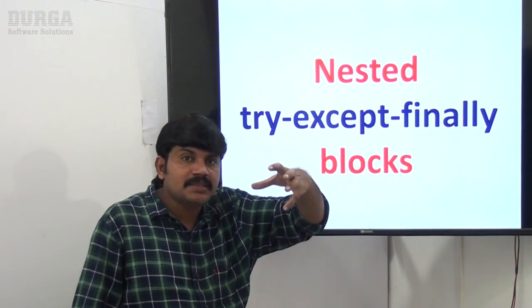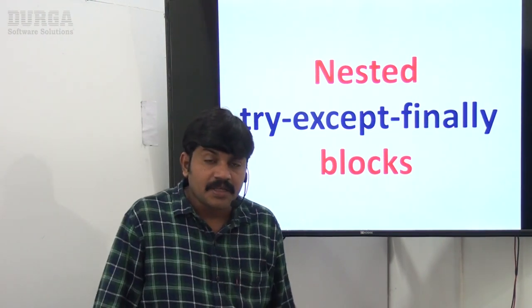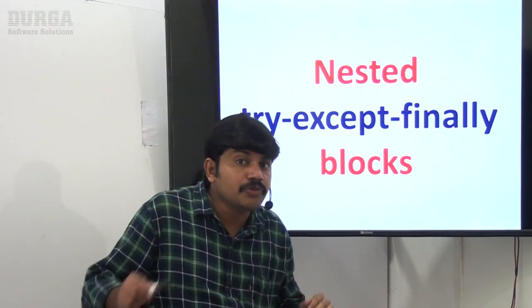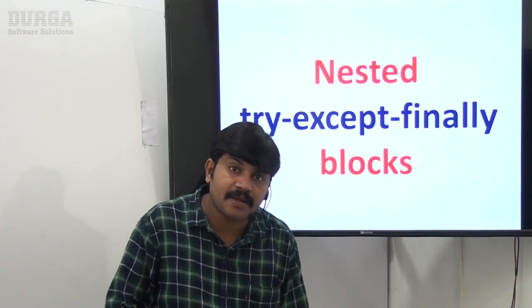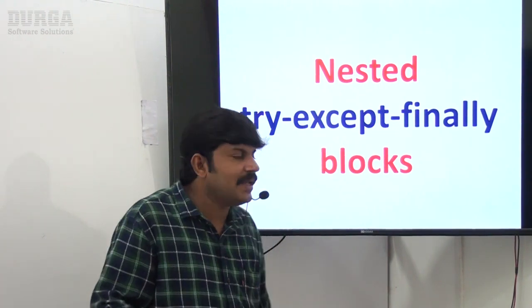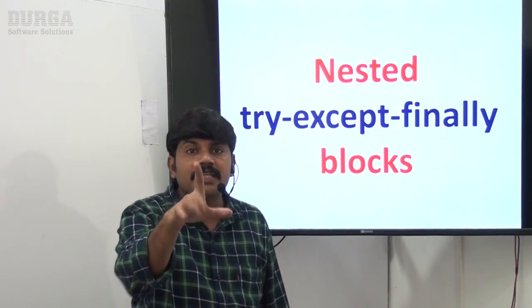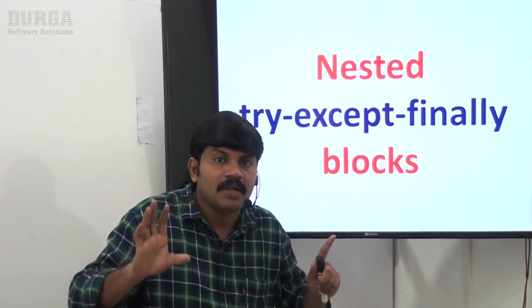Nested. So inside the try block we can take try except finally. Inside the except block you can take try except finally. Inside finally also you can take try except finally. So that's why nesting of try except finally is always possible, friends. Okay, I want to discuss how the behavior works with an example.